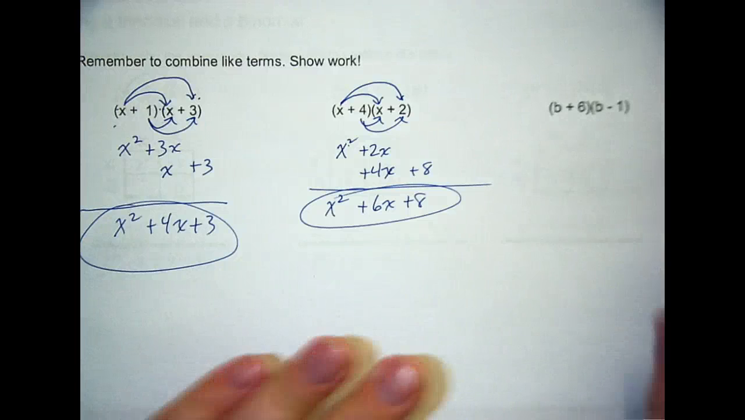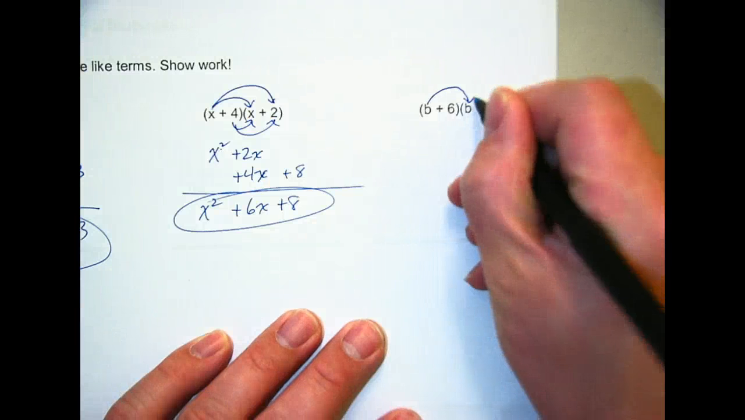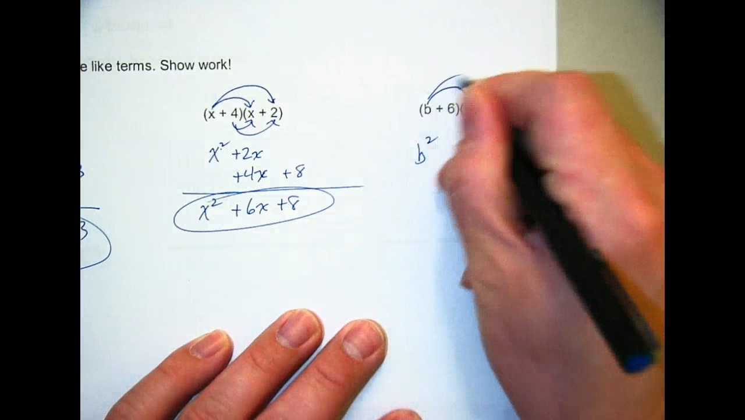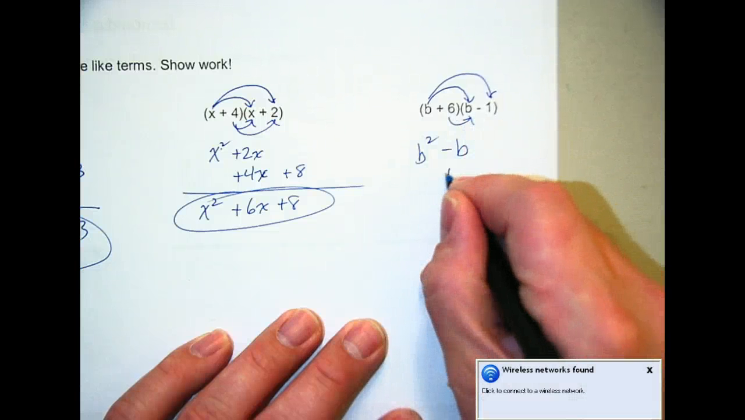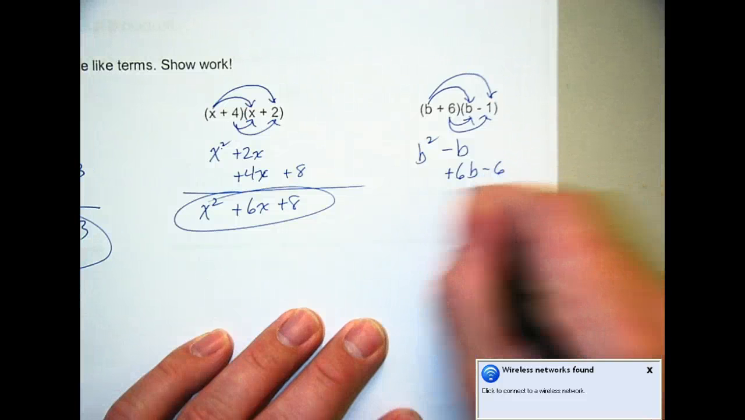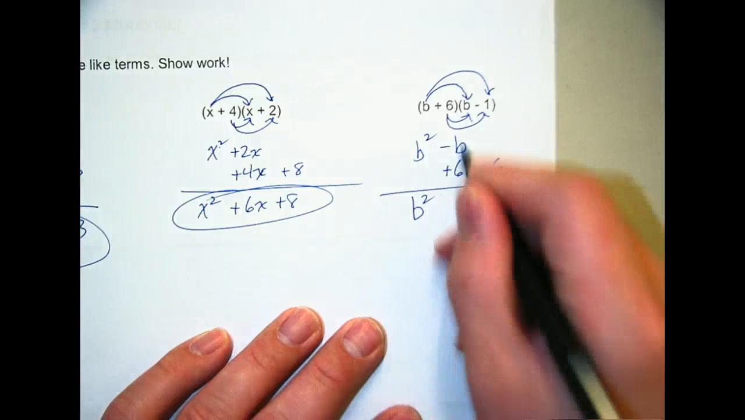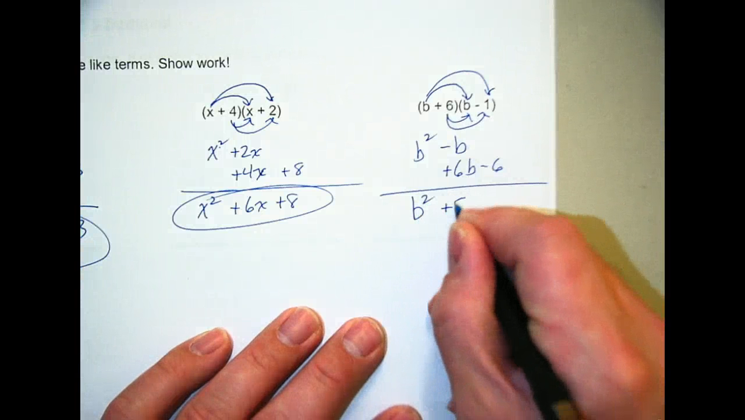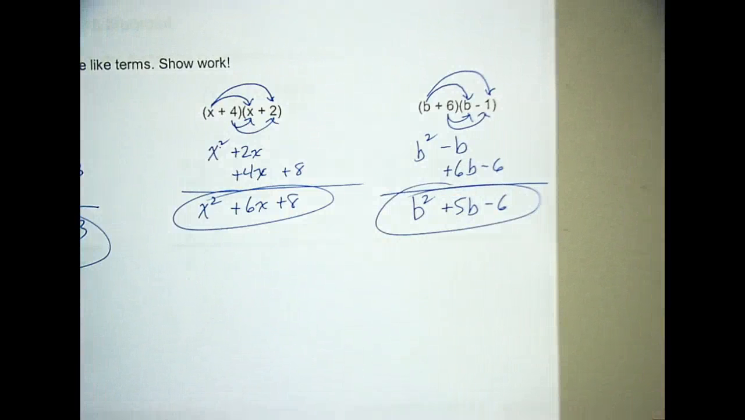All right, we'll check that next one. B times b, that'd be b squared. B times negative 1, that'd be negative b. 6 times b, that'd be 6b. And 6 times negative 1, that'd be negative 6. Add them, b squared, 5b's and negative 6. Questions there? How many got that one?